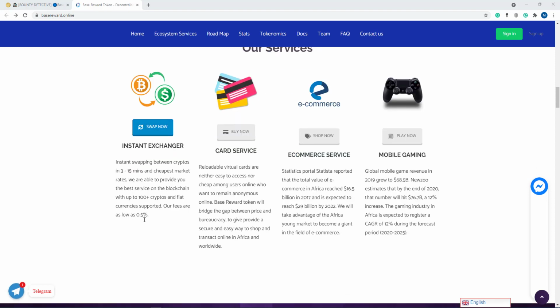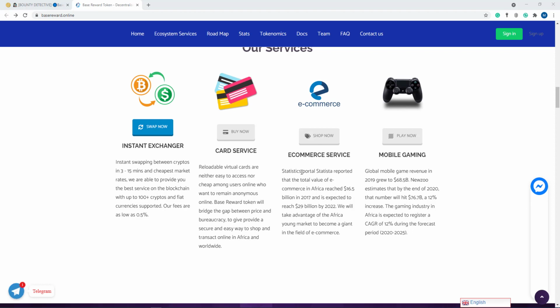Here's only 0.5%. Here is their card service, their gate option is here. They released their card service in their website and in their project. Here, reloadable virtual cards are neither easy to access nor cheap for users online who want to remain anonymous. Base Reward Token will bridge the gap between price and availability to provide a secure and easy way to shop and transact online in Africa and worldwide.